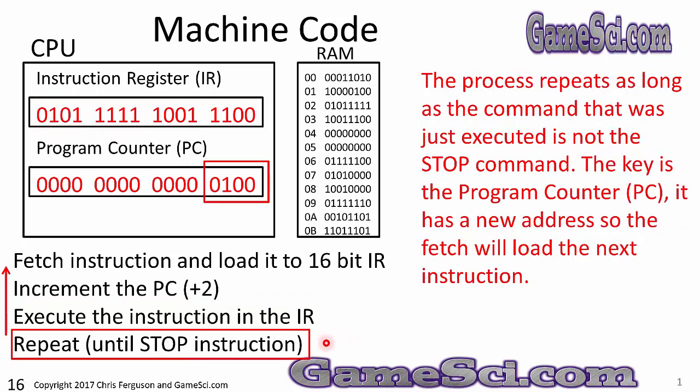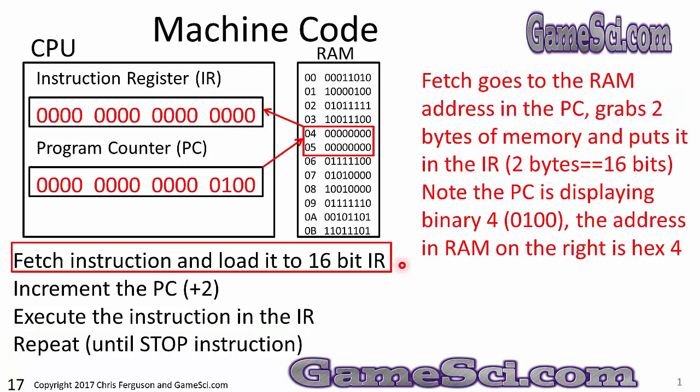Repeat until the stop instruction. The process repeats as long as the command that was just executed is not the stop command. The key, once again, is the program counter or PC. It has a new address, so the fetch will load the next instruction. See that 0100? We should load address 4 next into the IR.